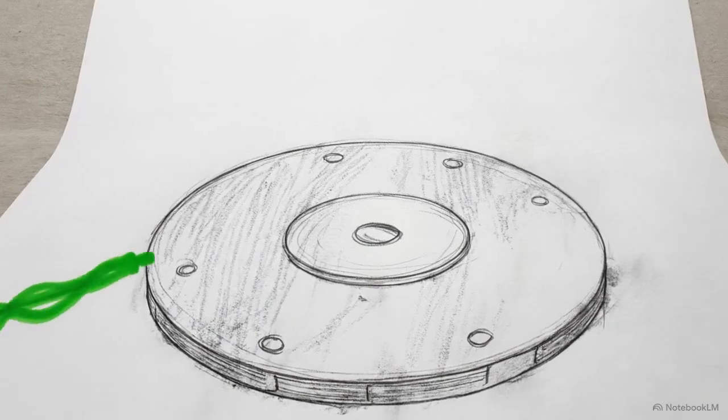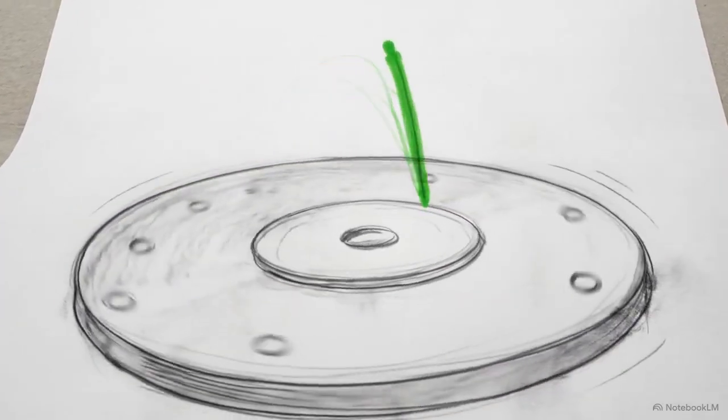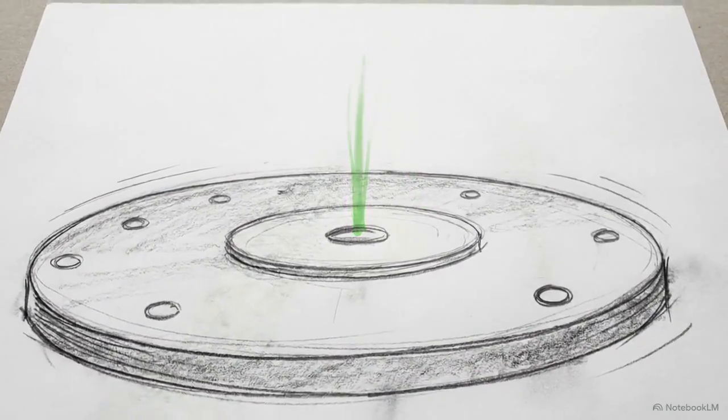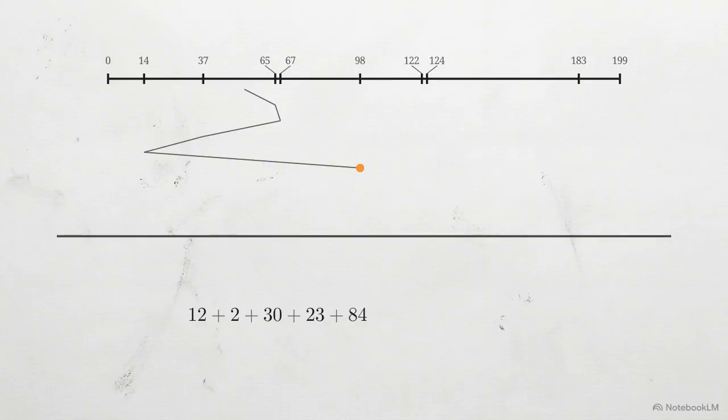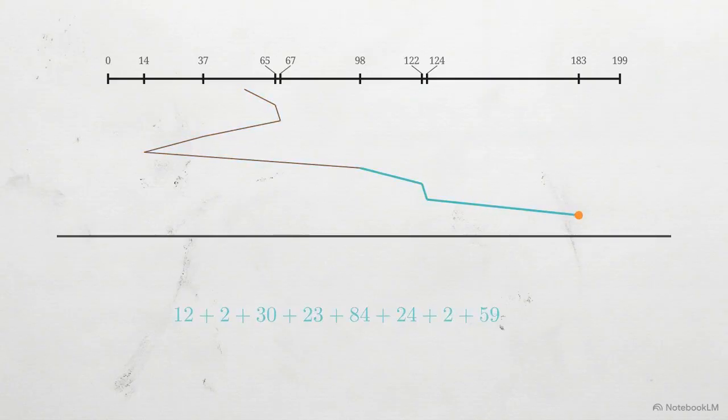Because greedy algorithms don't look ahead to subsequent steps, this long jump is a necessary result of making the most efficient choice at position 14. Once that gap is crossed, the algorithm clears the final targets. The head moves sequentially from 98 to 122, takes a step to 124, and finally reaches the disk edge at 183. Looking at the completed path, we can sum the individual jumps.